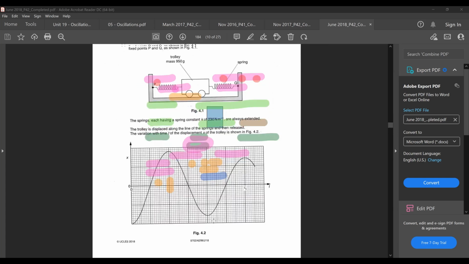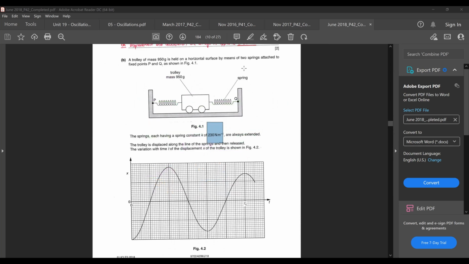Then the last one: determine the time t1 as shown in figure 4.2. Time t1 is this particular point here. If you look at the graph carefully, this is one period. This is 1 period T. If you extend it a bit further, from here to here, this is half a period. So overall, T1 would have been 1.5 T.